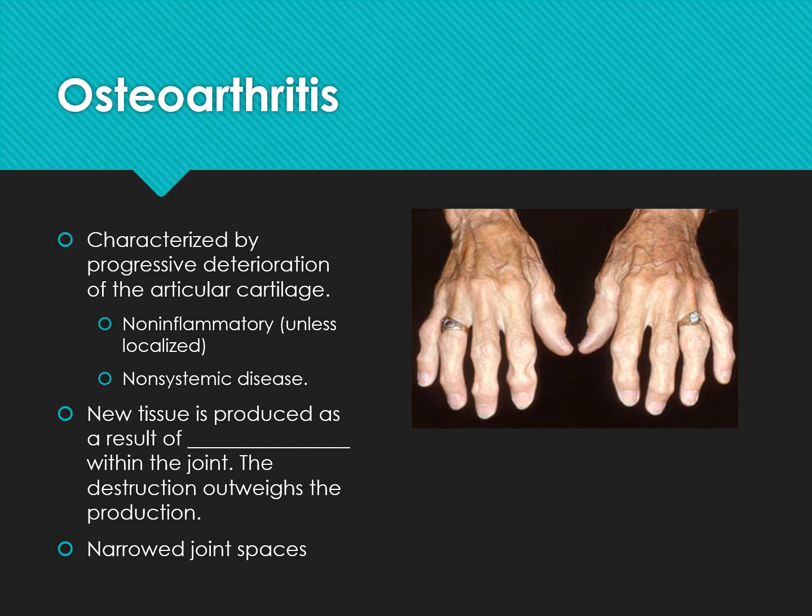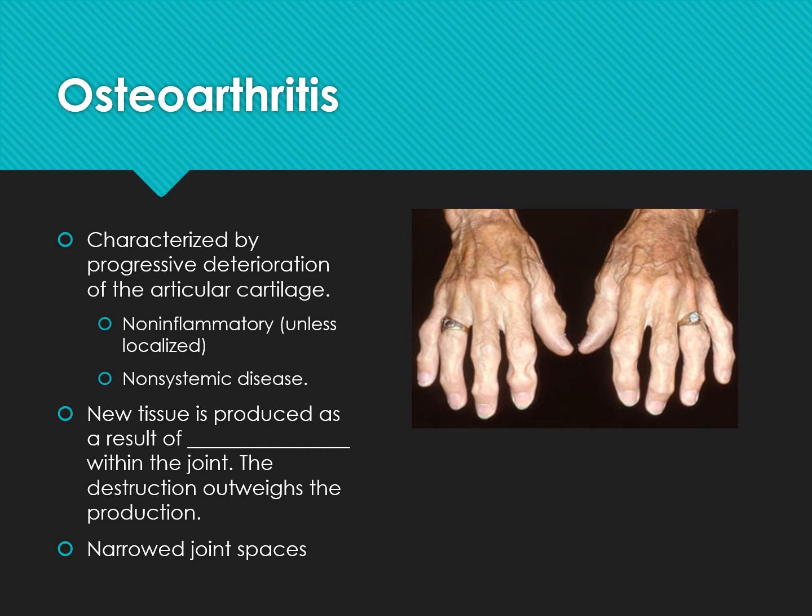OA, or degenerative joint disease, such as DJD, is a disorder characterized by progressive deterioration of the articular cartilage. OA is the most common type of all the arthritis out there, and it's a major cause of disability. We consider OA as a non-inflammatory condition and non-systemic disease. However, occasionally a joint does get an infection in it, and in that case it would be an inflammatory process. But in most cases, we consider it non-inflammatory.